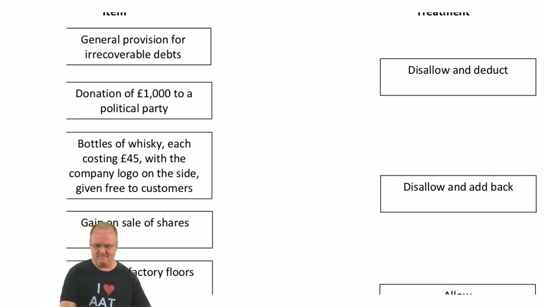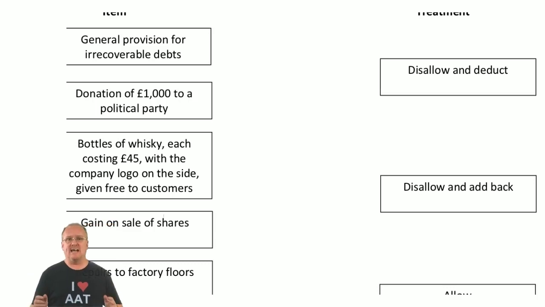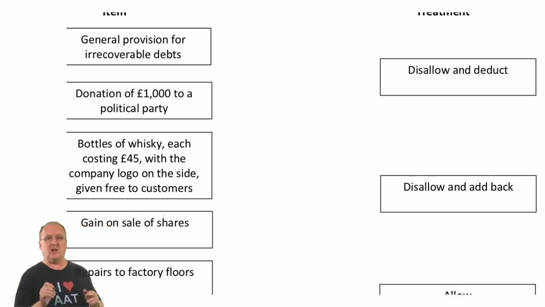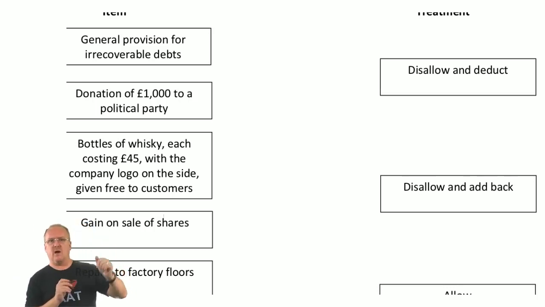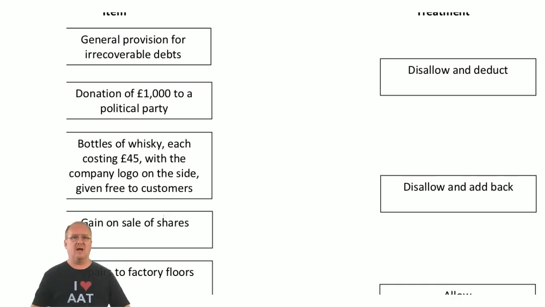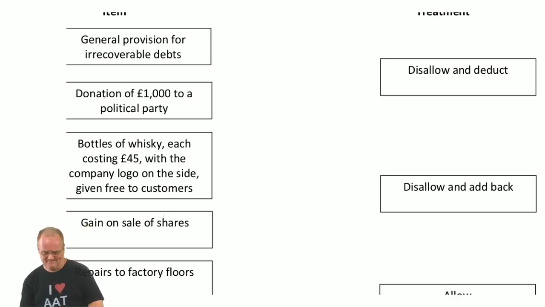So let's begin. Now, as I said, when you do this for real, it will be on the computer, and you will click these boxes. Clicking a pair, one on the left, one on the right, will get a line to join them. I'm going to go old school today and use a pen and join them up. So let's start with a general provision for irrecoverable debts and expense in your profit or loss in your financial statements. Is that an allowable deduction?